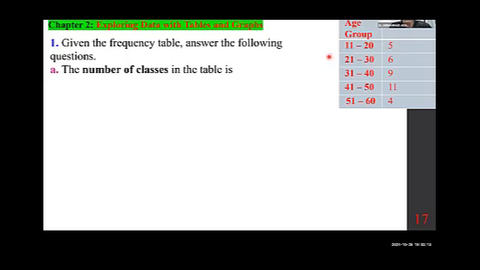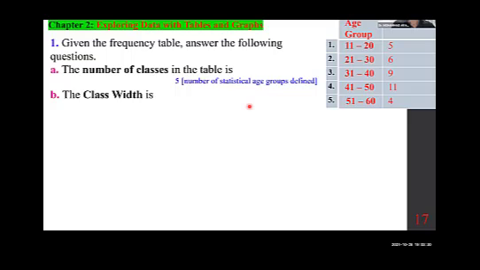So how many of those classes do we have? 1, 2, 3, 4, 5. That would be the number of statistical age groups defined, the number of classes. The next one is asking for the class width.